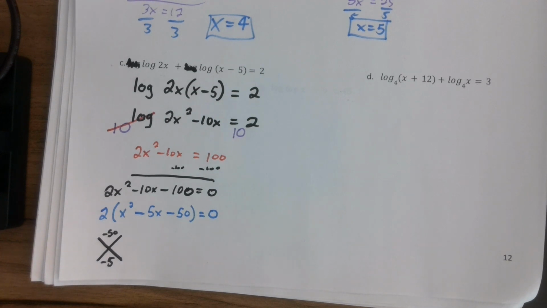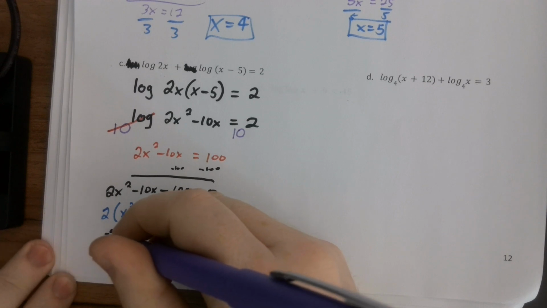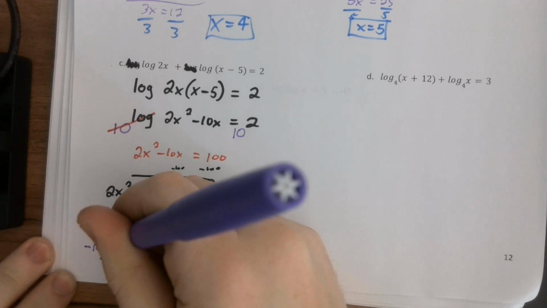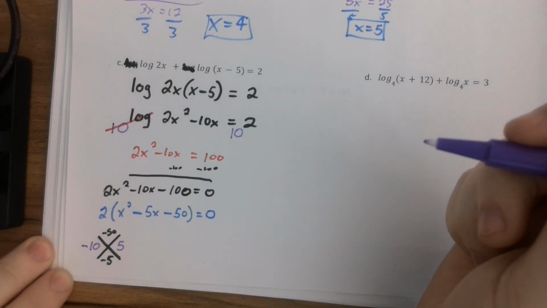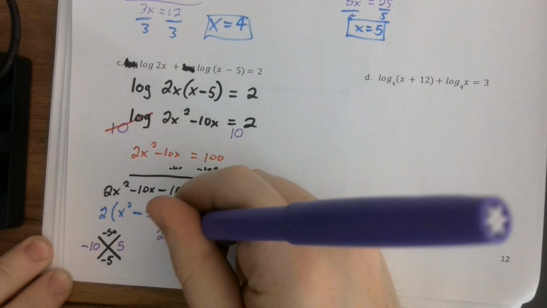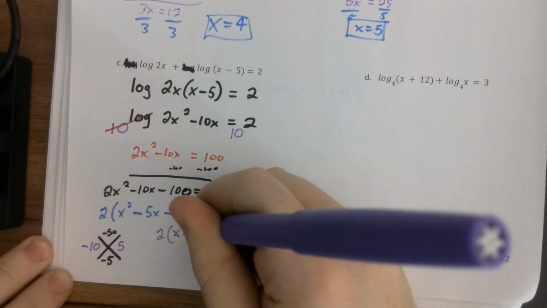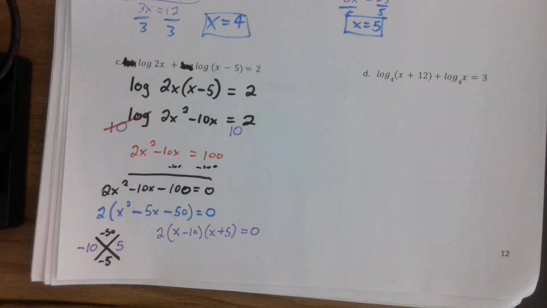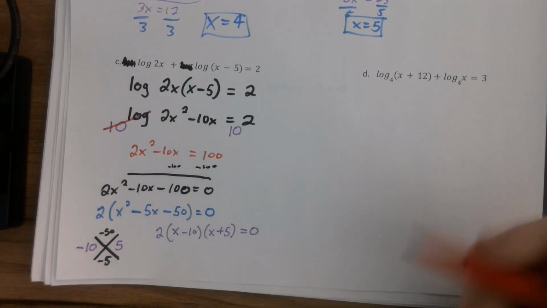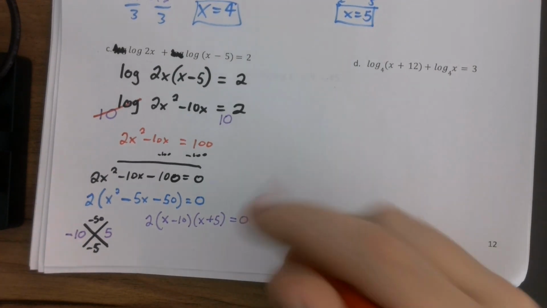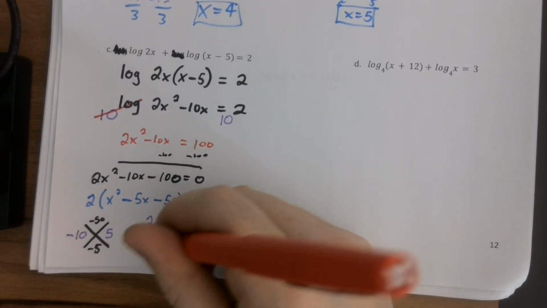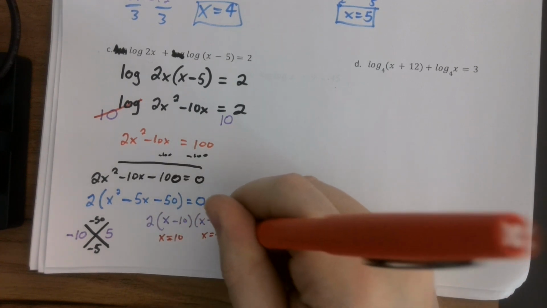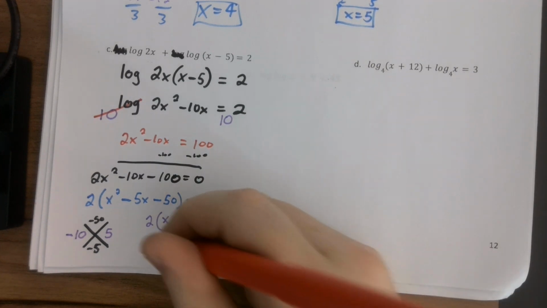Hopefully you've had a chance to try this one out. The two numbers that multiply to make negative 50 and add to make negative 5 are negative 10 and positive 5. So we can rewrite this as 2 times x minus 10 times x plus 5 equals 0. And if we look at our x values here, we can see what x has to be to make 0. 10 minus 10 equals 0, so we know x is 10, and negative 5 plus 5 equals 0. So these are two solutions.